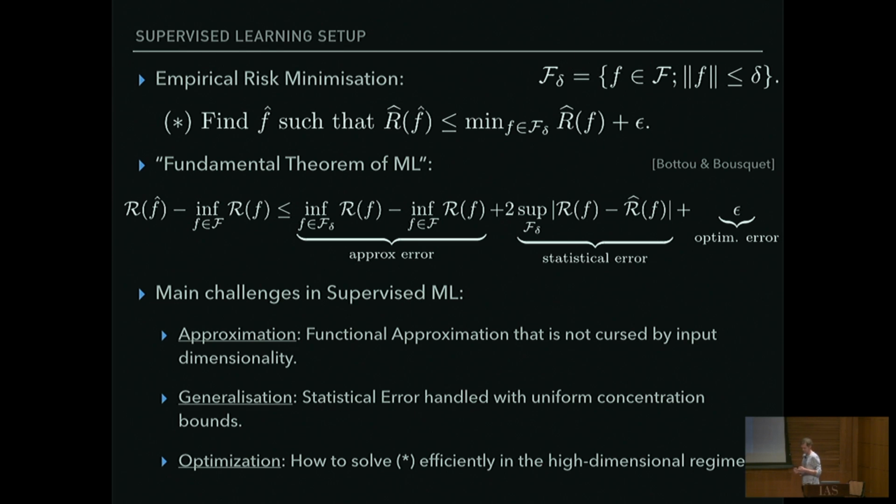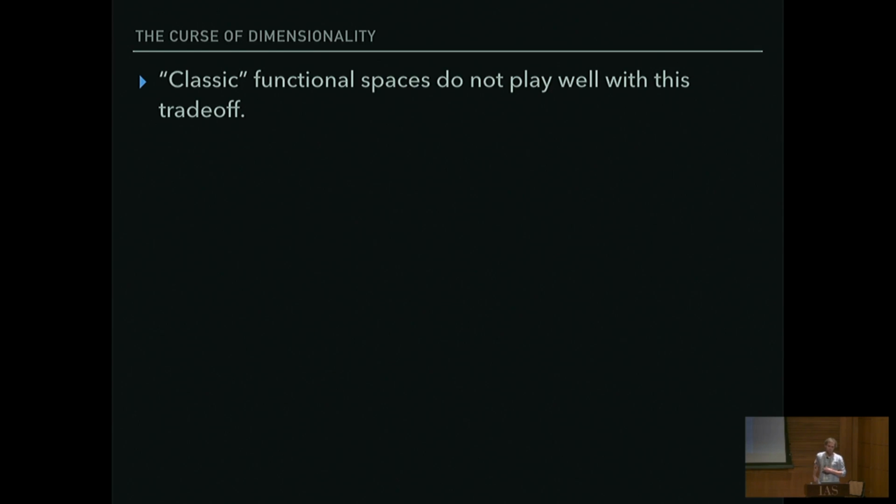As Sanjeev was mentioning yesterday, the reason there's so much interest and richness, in my opinion, in understanding the theory is that one needs to make progress in all these three directions at the same time. Why do I think this problem is still far from being solved? If you look at the classical notions of functions that we might want to use as our hypothesis class, classical functional spaces really do not play well in this framework. And what do I mean by that?